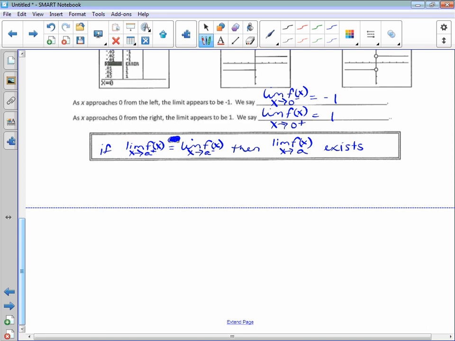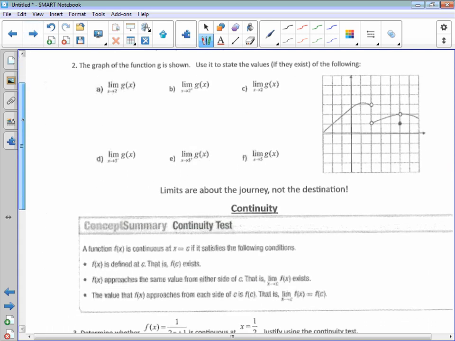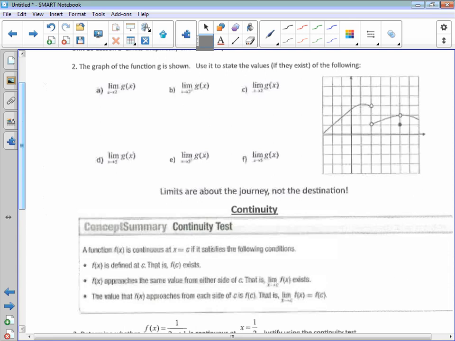Once you have that, go ahead and flip the page. I think you flipped the wrong way. I think the stapling is throwing you off. All right, so try number 2 here. A, B, C, D, E, and F.